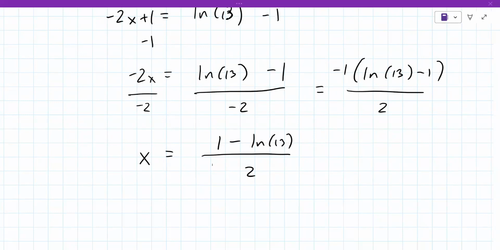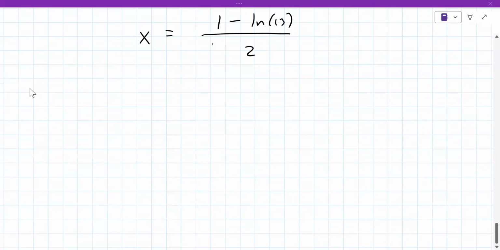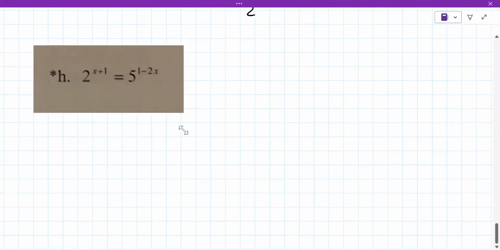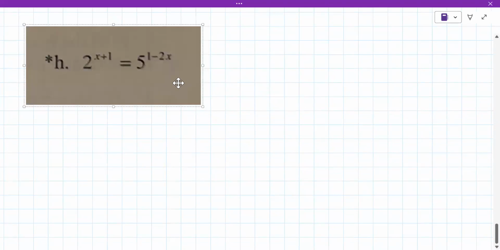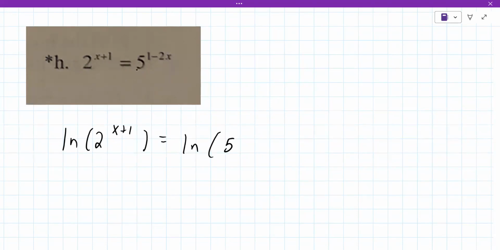Okay, H is by far the most difficult problem on here. It's a standard problem you see in college admissions tests, or placement tests when you get to college to see what class to go into. At first glance, you're like, well, how can you even solve this thing? Because the bases aren't the same. Well, the only thing you can do is take the natural log of both sides, because that at least gets the variable out of the exponent.